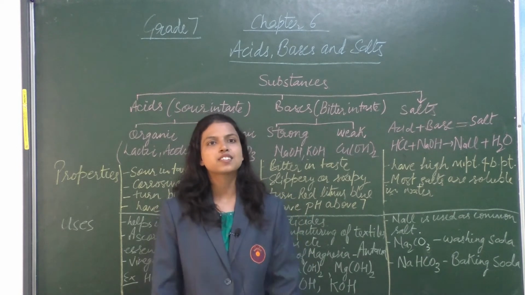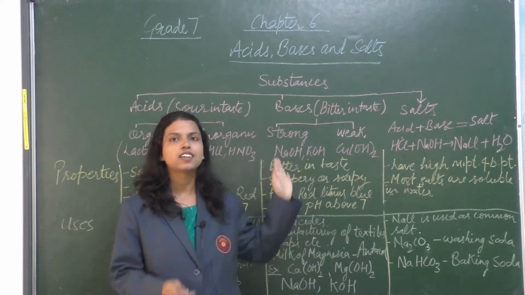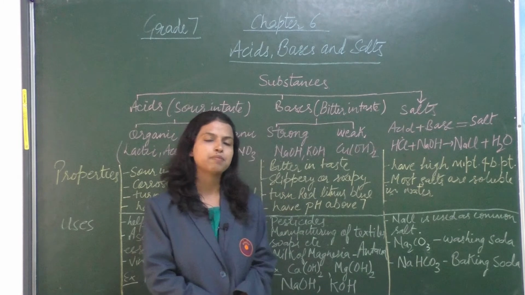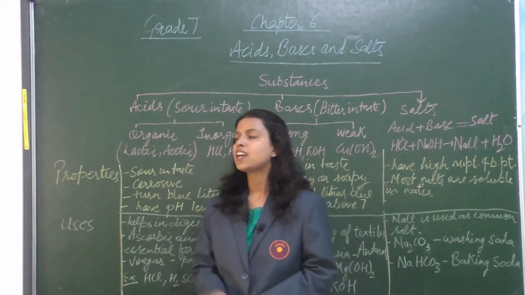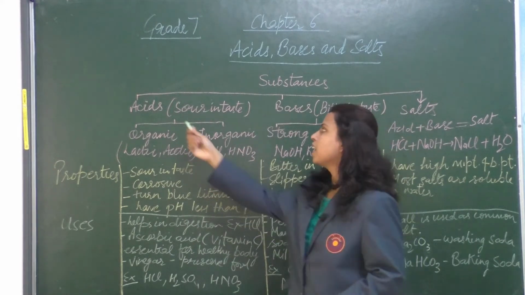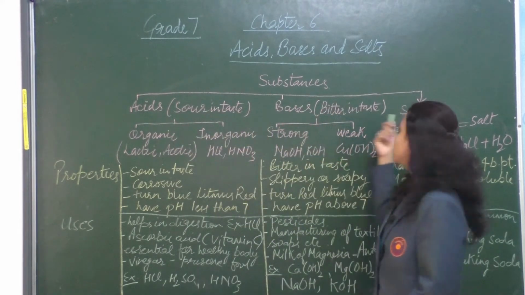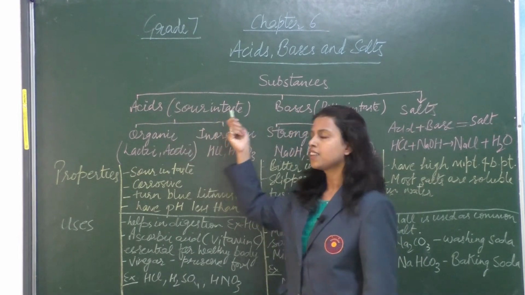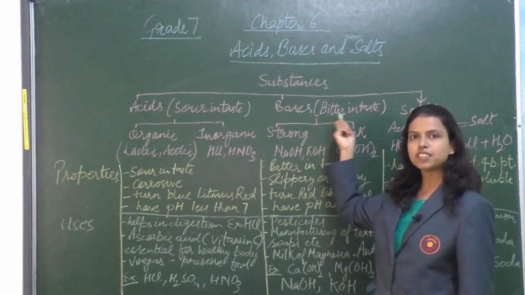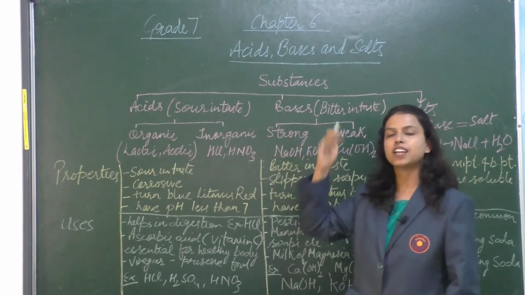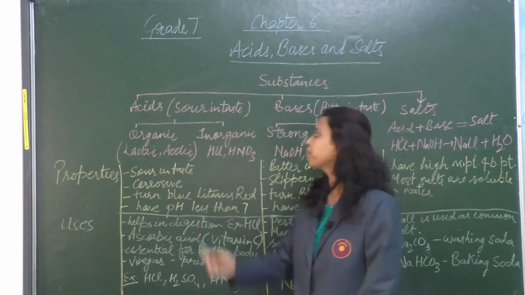We'll discuss all the properties and uses of acids and bases in detail with the help of this mind map. So let's discuss it. Substances can be divided into three categories: acids, bases and salts. Acids have sour taste. Bases are bitter in taste. And salts, when acids and bases react together, they make a salt.